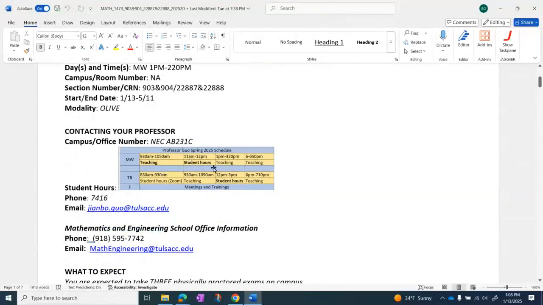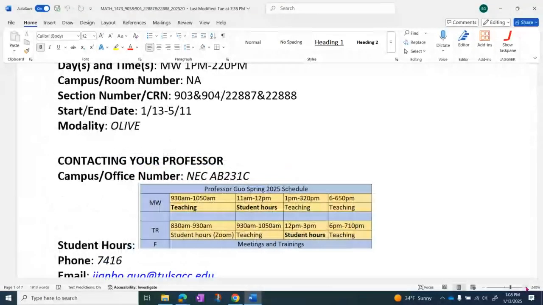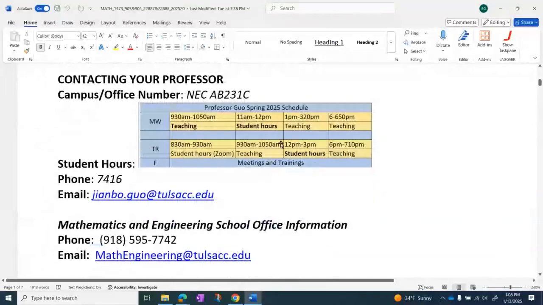This here is my schedule this semester. From the schedule, you can see my student hours. I'm available in my office, which is located in Northeast Campus AB231C, on Monday and Wednesday from 11 to noon, Tuesday and Thursdays from 12 to 3. I also have 2 hours on Tuesday and Thursday from 8:30 to 9:30 that is my virtual Zoom student hour.